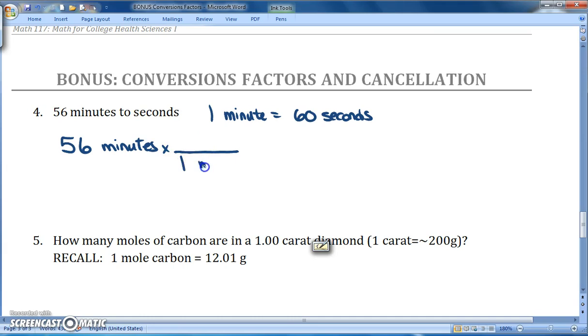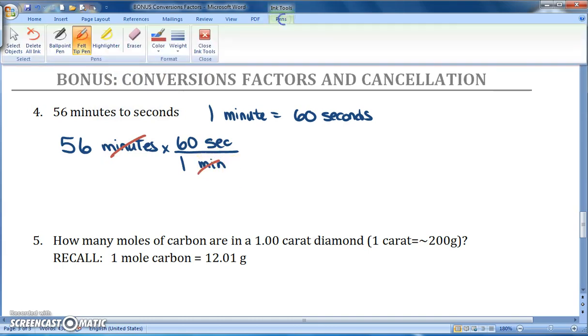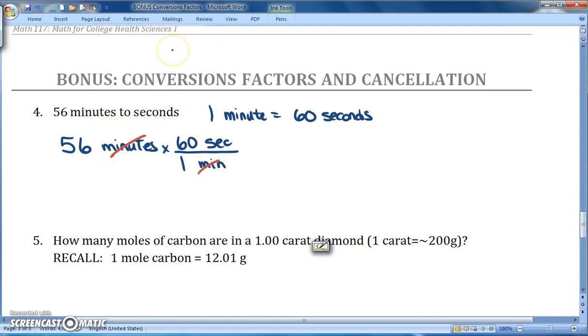So that my units cancel, I'm going to put the information about minutes in the denominator of my unit factor and the information about seconds in the numerator. I will cancel out the minute units so that I see the units that I'll be left with. Now to do the calculation, I do 56 multiplied by 60. This gives me an answer of 3,360 seconds. Therefore, 56 minutes is equal to 3,360 seconds.